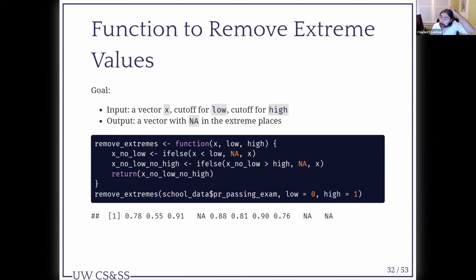So here's an example of running that function. I say here, I want to remove the extremes on school data proportion passing exam. And I tell it there should be no values below 0 and no values above 1. So it takes that vector, and anywhere it encountered a value below 0 or above 1, it replaced it with an NA, and it left everything else the same.